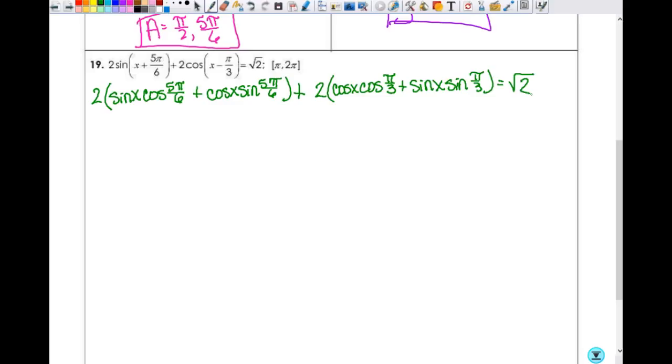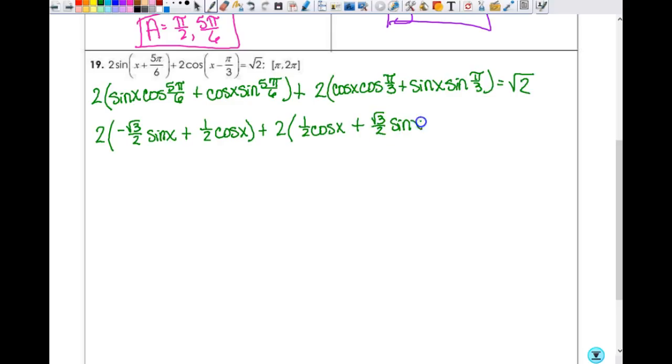All right, so I've got it all substituted in. So now I got to clean it up by actually evaluating these things that I can. So the cosine of 5 pi/6 is negative square root of 3 over 2. It's going to be multiplied by the sine of x. Plus, sine of 5 pi/6 is 1/2, which would be multiplied by the cosine of x. Plus 2 times cosine of pi thirds is 1/2. Plus sine of pi thirds is square root of 3 over 2. That would be multiplied by the sine of x. That's all equal to the square root of 2.